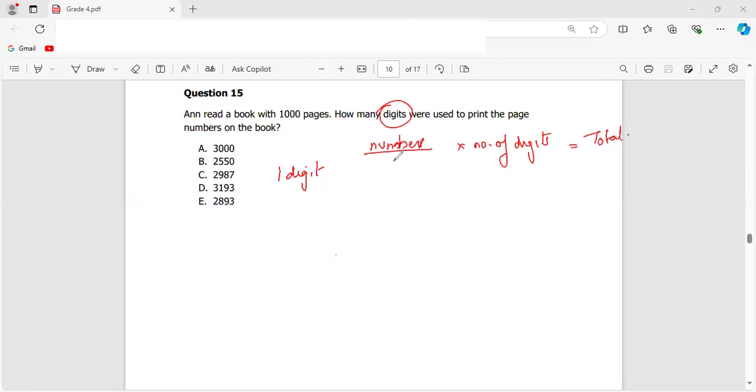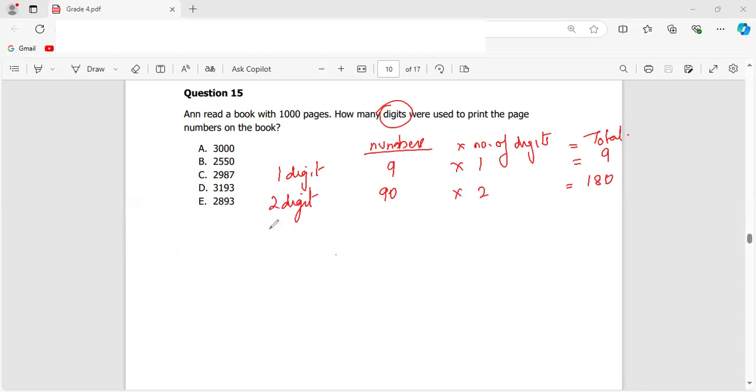Now, how many one-digit numbers do I have from 1 to 9? I have 9 one-digit numbers. So the number of digits used is 9. How many two-digit numbers are there? You do basically 99 minus 10, so you get 89. But in this case, you've not added 10. Whenever we subtract, we say 11, 12, 13 until 99, so we've not added 10. So I'll add 10. So there are 90 two-digit numbers. So the number of digits are 180.